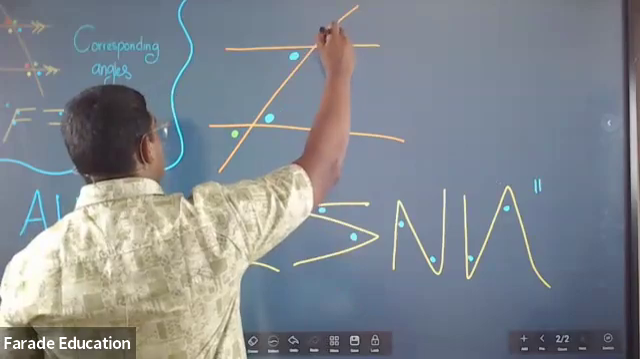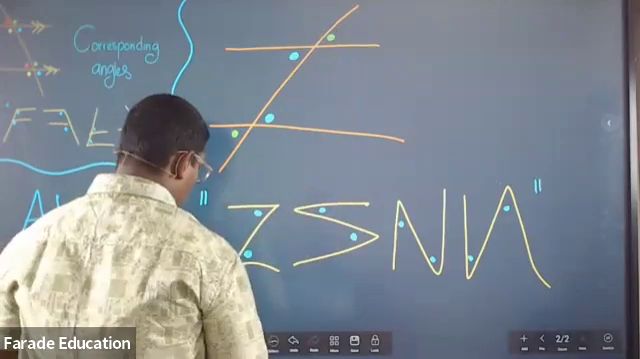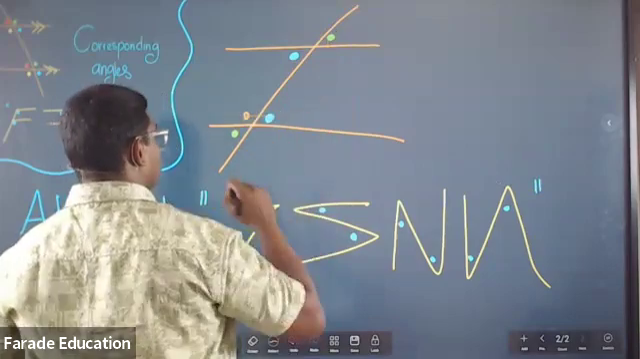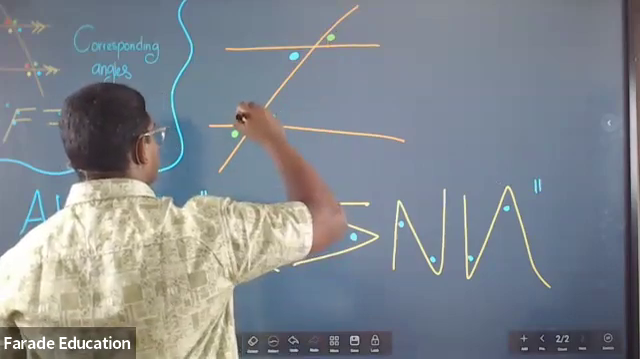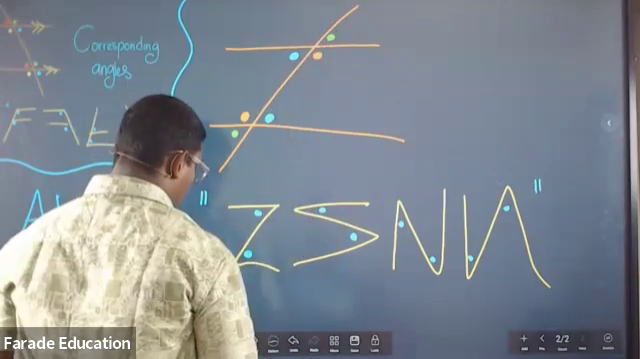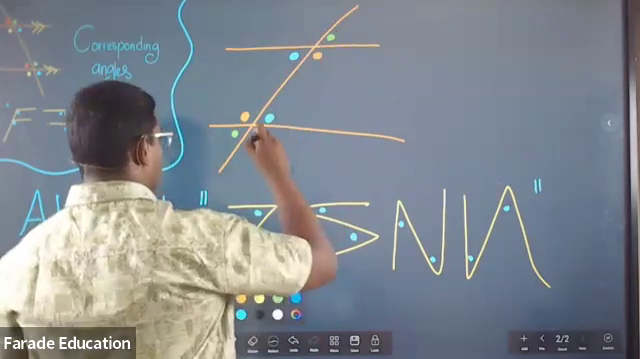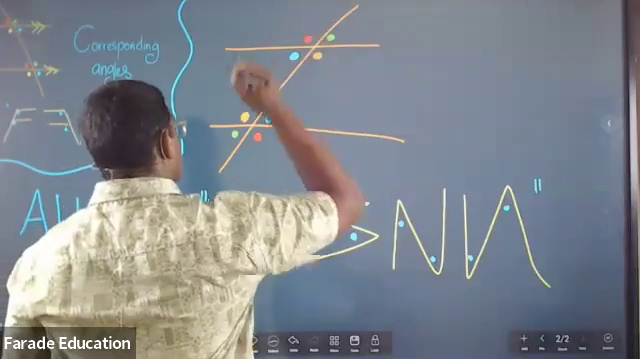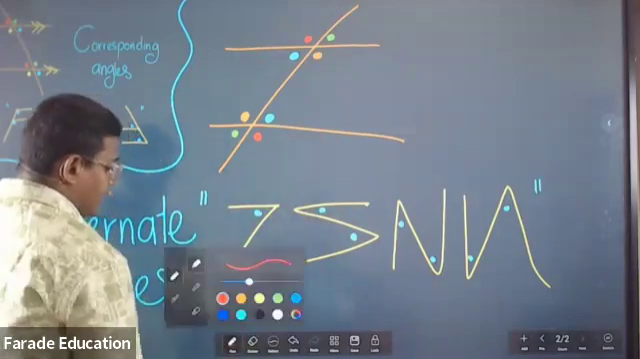This and this are also a pair of alternate angles. This and this are also a pair of alternate angles. This and this are also a pair of alternate angles.